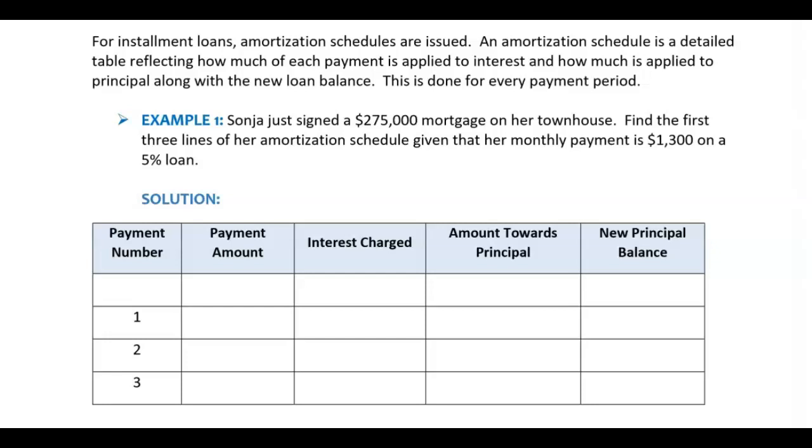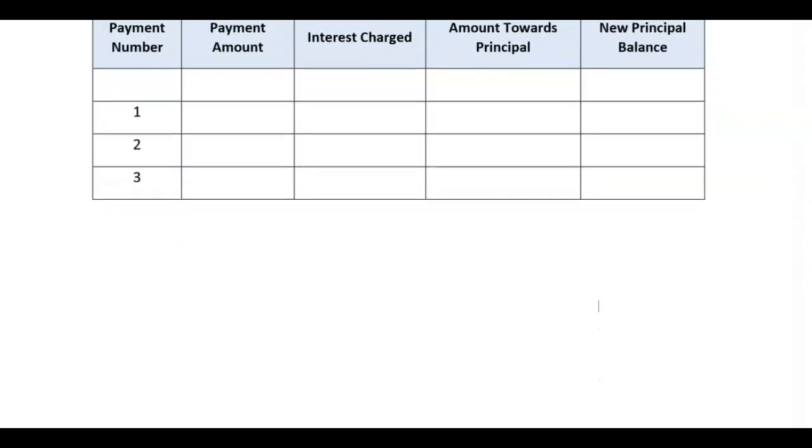Example 1. Sonia just signed a $275,000 mortgage on her townhouse. Find the first 3 lines of her amortization schedule, given that her monthly payment is $1,300 on a 5% loan. So first off, we need several formulas. First, we need to find how much interest is charged for the loan.